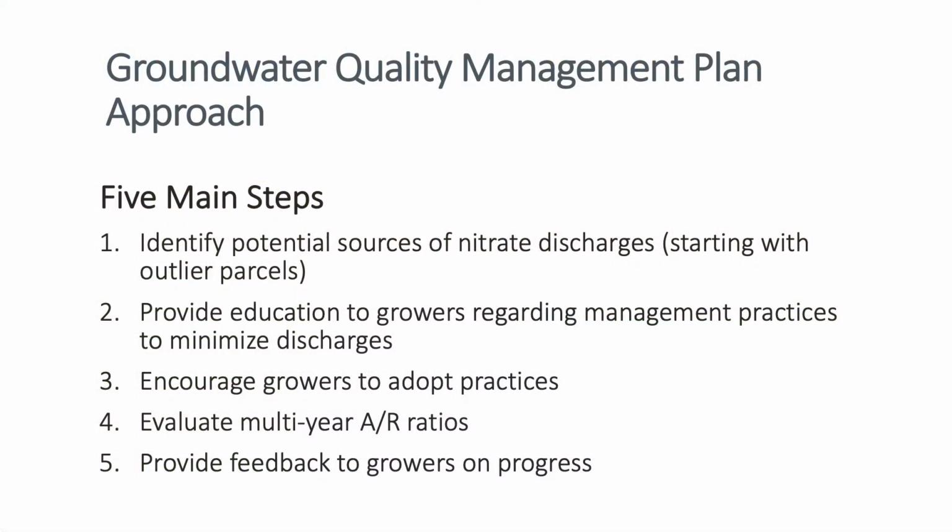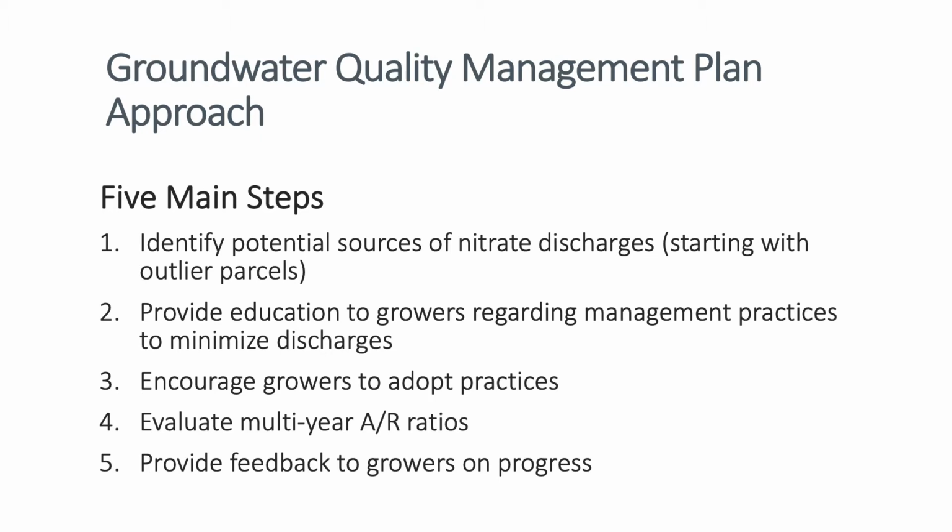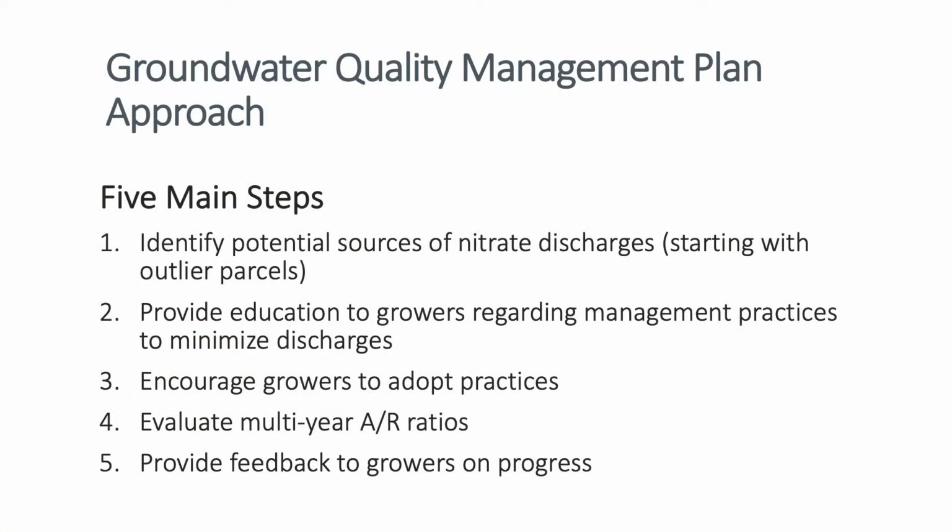Now, this year, we're also going back to the almond data, and if there are growers whose 3-year averages indicate an outlier field, then those are added to the outreach and education process that we are now doing with pistachios and the other crops. So the groundwater quality management plan has 5 approaches or 5 steps that we need to take. First, we have to identify potential sources of nitrate contamination in our coalition region. Then we have to provide education to growers on this requirement and also on the management practices that can help minimize these discharges. And then thirdly, we want to encourage growers to adopt these practices.